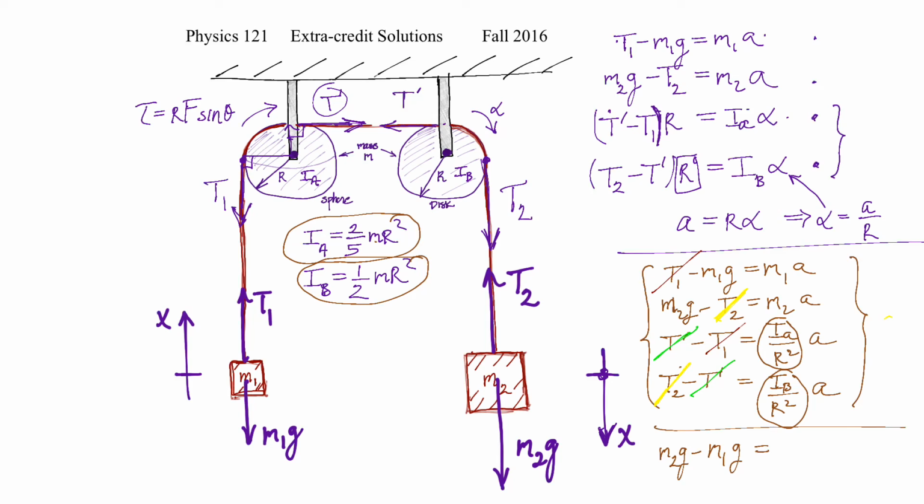Okay, so when I add up all the terms on the right hand side, I factor out an overall term A, and I'm left with the following: M1 plus M2, the sum of the linear masses, plus two more terms. I get a 2/5 M, that's for the left pulley, and I get a 1/2 M from the right pulley, and all of that is times A.